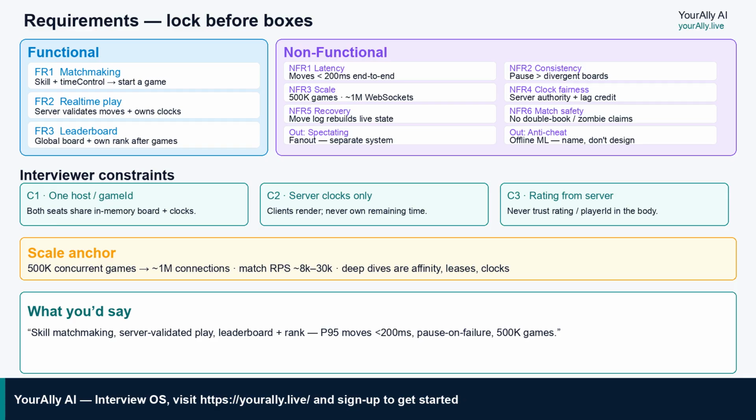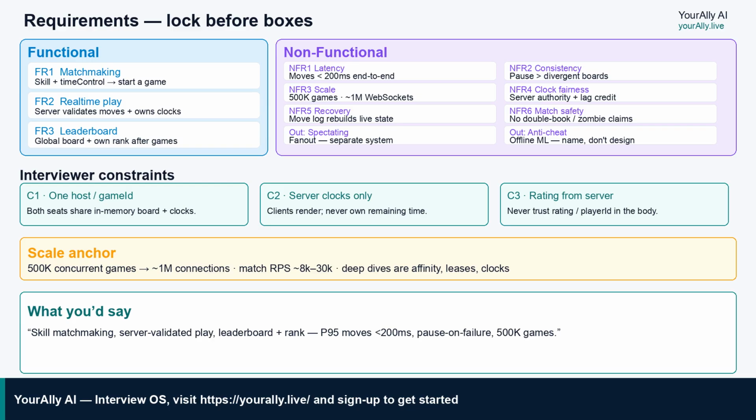Functional requirement 1: players find an opponent through skill-based matchmaking and start a game. Same time control, similar rating, not a random stranger who happens to click play. Time control matters. 3 plus 2 is a different product from bullet 10, and players only want peers who picked the same clock. Functional requirement 2: they play in real time.